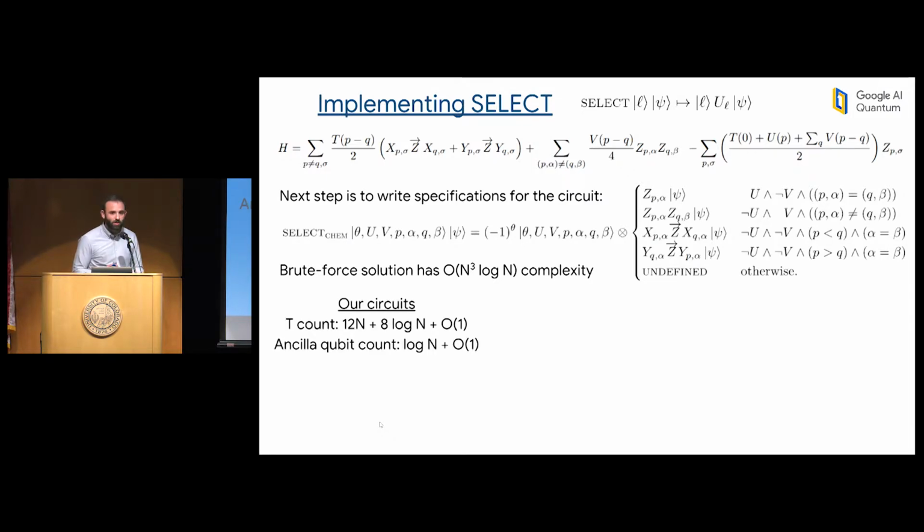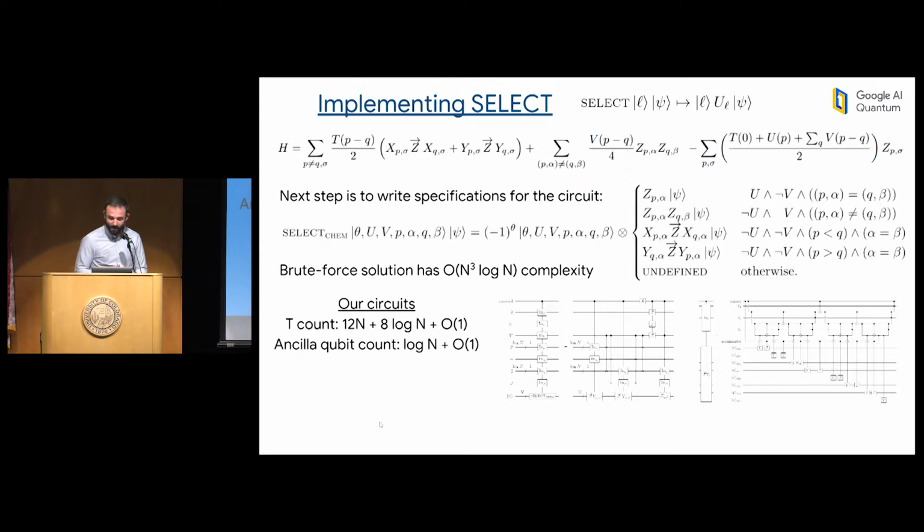But of course, that's not what we do. We have a much nicer solution with T count that's exactly 12n and uses only log n additional ancilla. I'm not going to go into the details of it. I don't really have time.